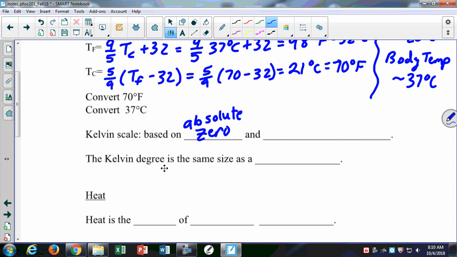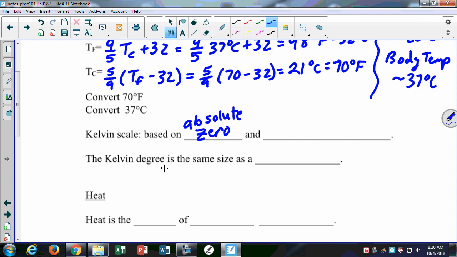So absolute zero is the absolute lowest temperature that you can get. It's going to be 0 Kelvin. And that's when all motion of molecules ceases, that you don't have anything moving around. And that's a theoretical limit. You can't actually reach it because you can't stop an atom from vibrating. But you can get darn close.